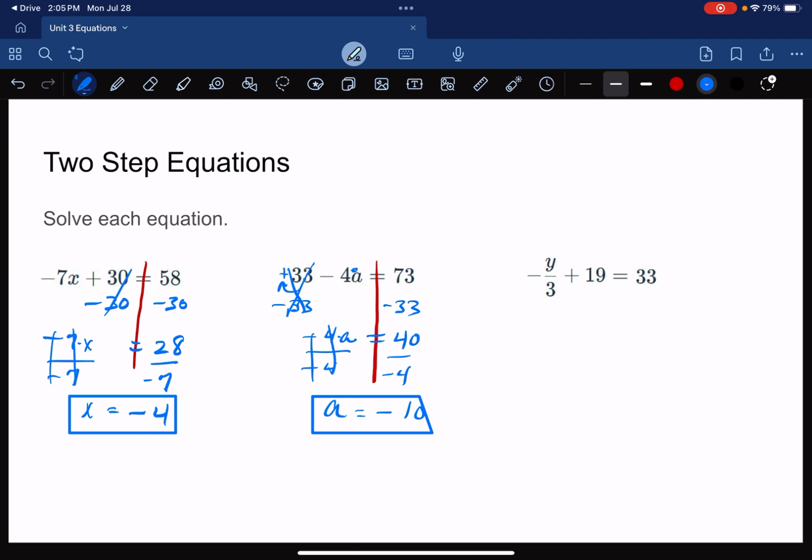Okay. My box got goofy. That's a little better. There we go.